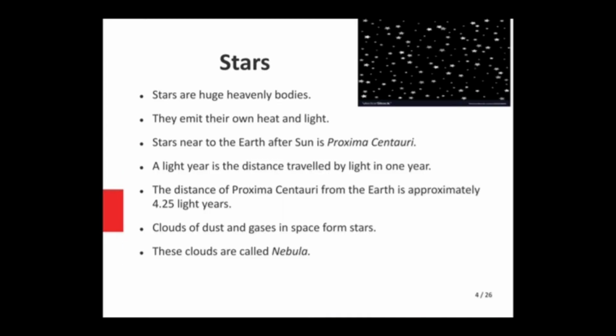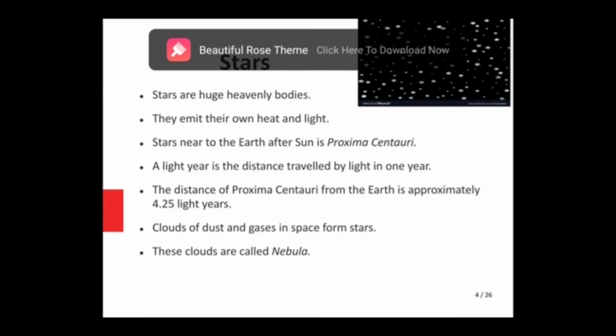Now the stars. Stars are very huge heavenly bodies made up of hot gases. They emit their own light and heat in huge amounts. They twinkle at night and look very small because they are very far from us. The Sun is also a star. It looks big because it is very close to Earth. And the other star which is nearest to the Earth after the Sun is Proxima Centauri.